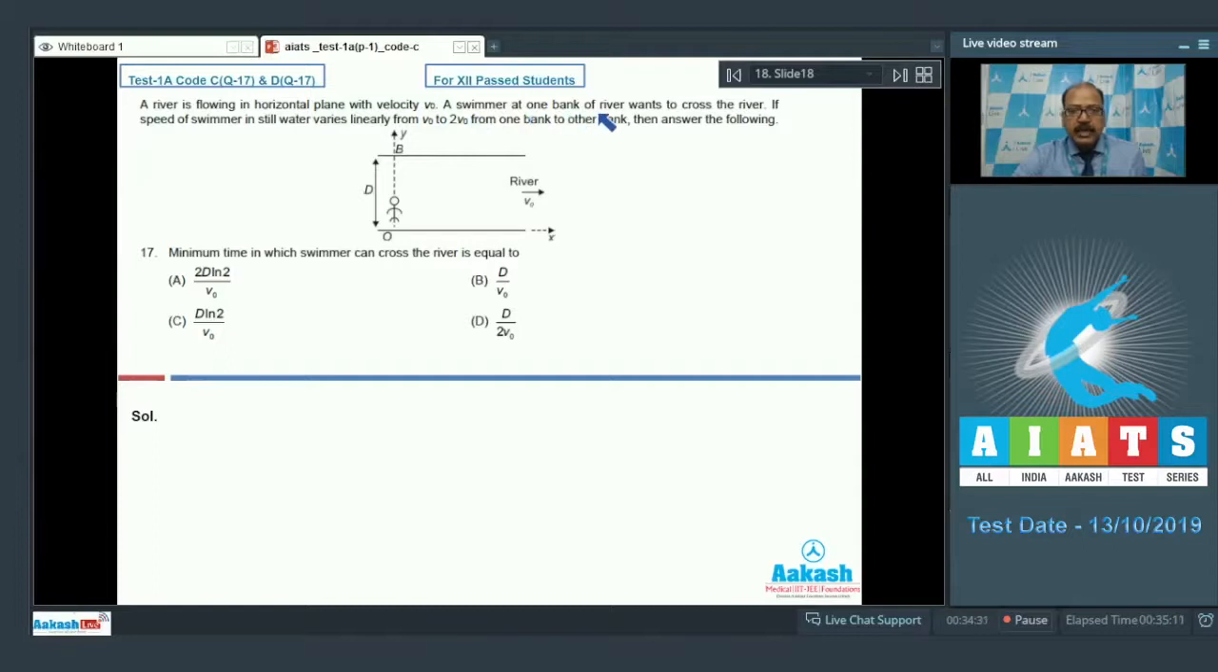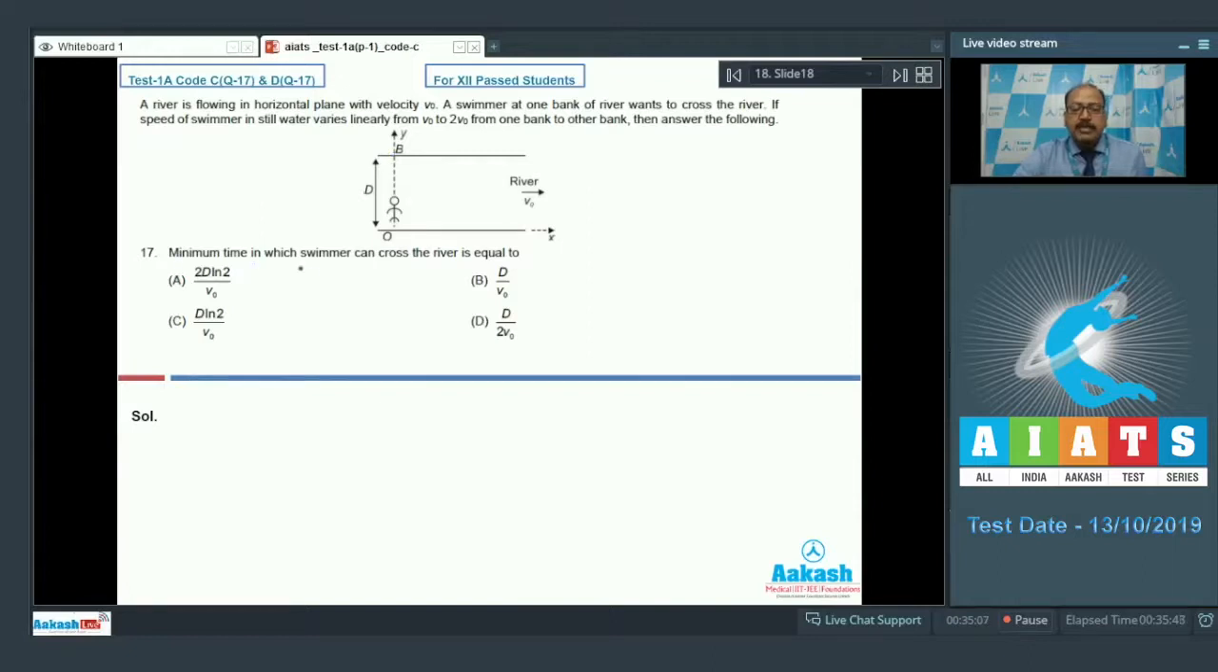A swimmer at one bank of river wants to cross the river. If speed of swimmer in still water varies linearly from v0 to 2v0 from one bank to the other, then answer the following. Minimum time in which swimmer can cross the river is equal to. Well, so the key point here is that the speed of the swimmer with respect to river is not constant. It is varying. It's varying from v0 to 2v0.